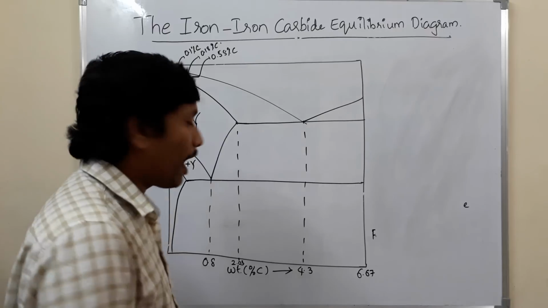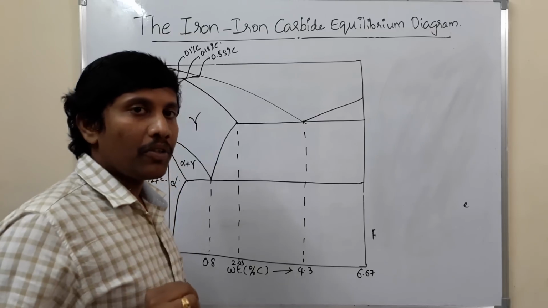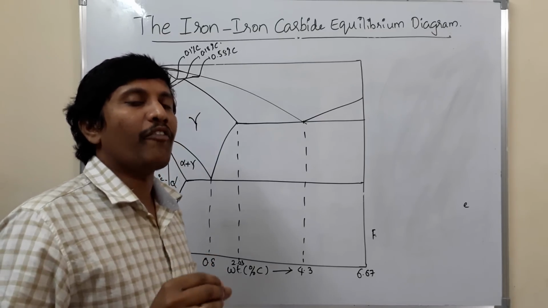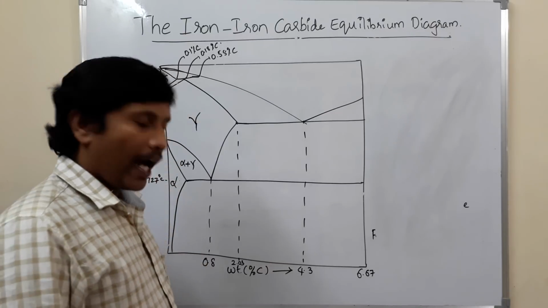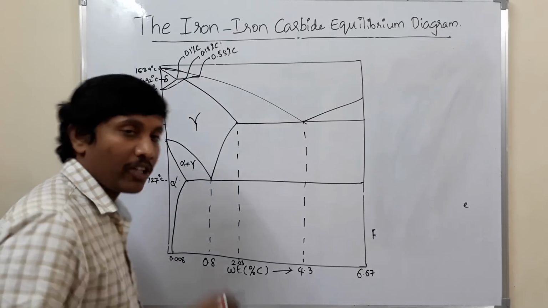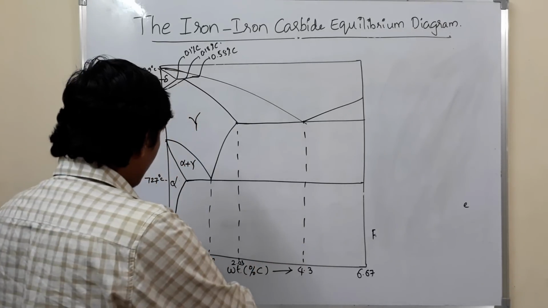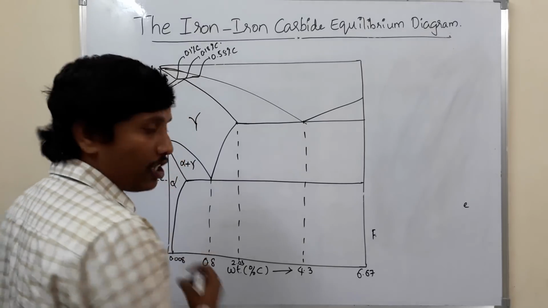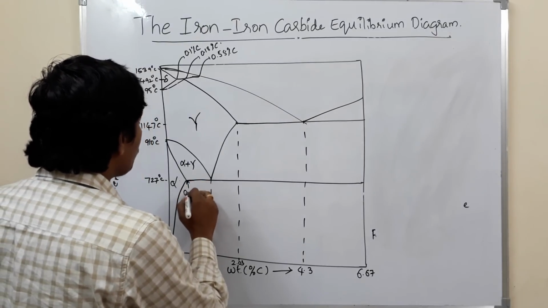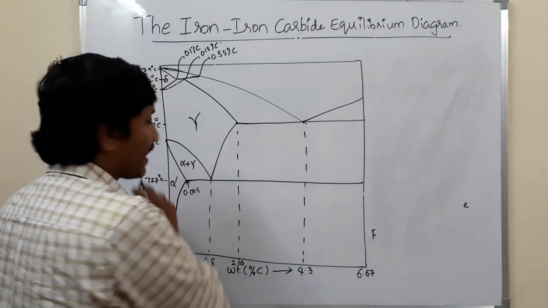Actually, alpha ferrite is an interstitial solid solution of carbon in pure iron. The solubility of carbon in iron at room temperature is very low or negligible, about 0.008 percentage of carbon. When you heat the iron carbon system, the solubility of carbon in iron increases, and it reaches a maximum of 0.025 percentage of carbon at 727 degrees centigrade.